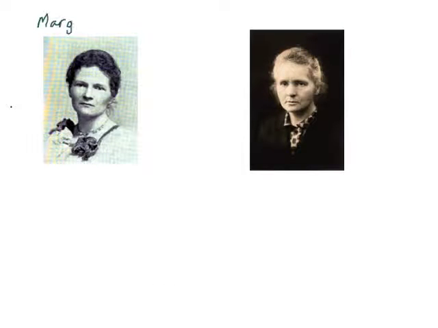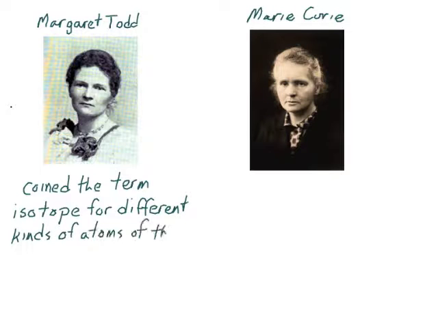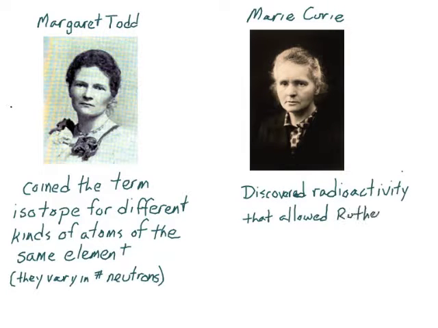A couple other players in this process were Margaret Todd and Marie Curie. Margaret Todd coined the term isotope for different kinds of atoms, each with their own number of neutrons. And Marie Curie, of course, is famous for her work with radioactivity, which allowed Rutherford to do his work. She won 2 Nobel Prizes for this work.